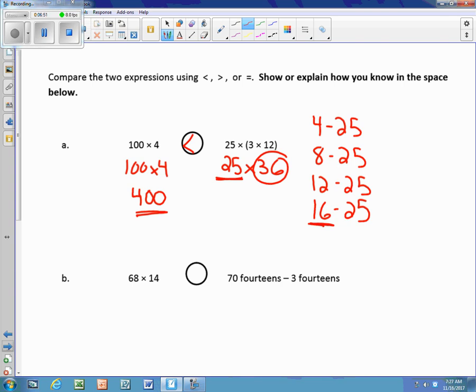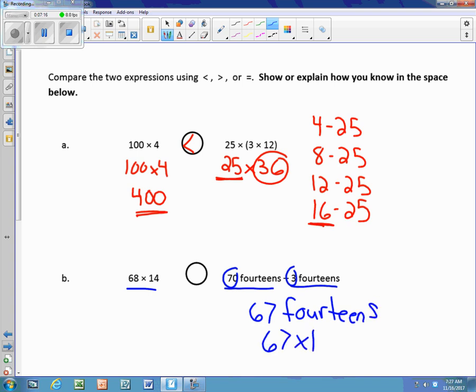If that's too difficult for you to do, you can just simplify both expressions and see which works. So now we're going to look over here. We have 68 times 14, and then we have 70 14s minus 3 14s. Well, 70 minus 3, we have 67 14s. What that really means is 67 times 14. So this is 68 times 14, this is 67 times 14, so this is greater.